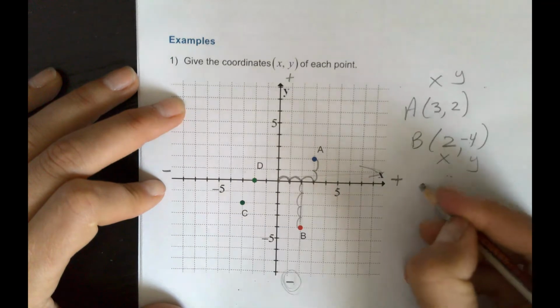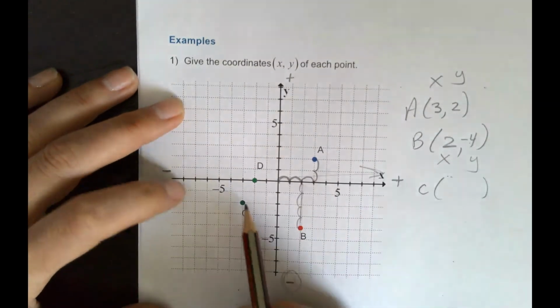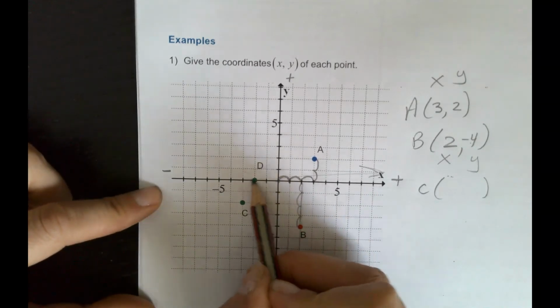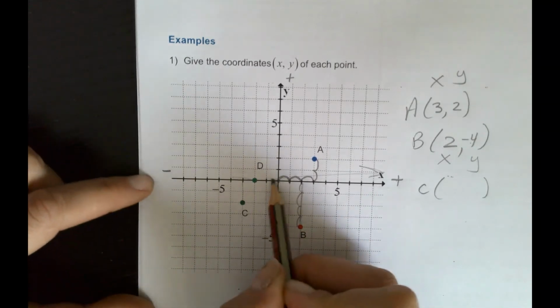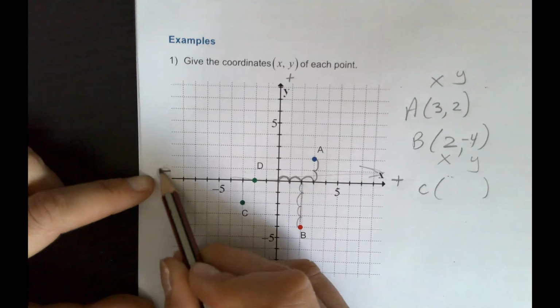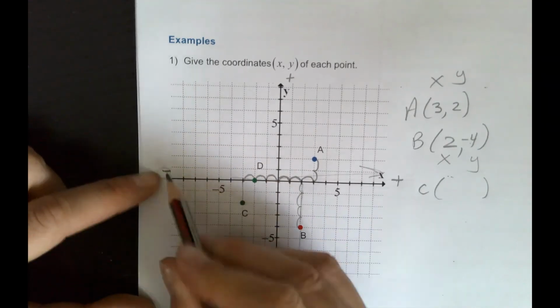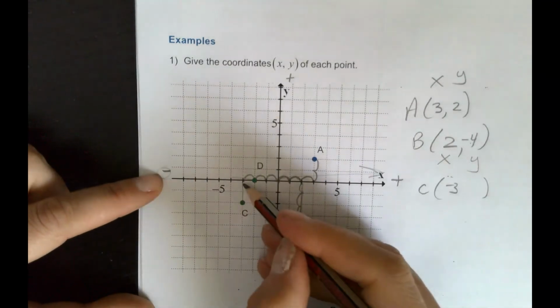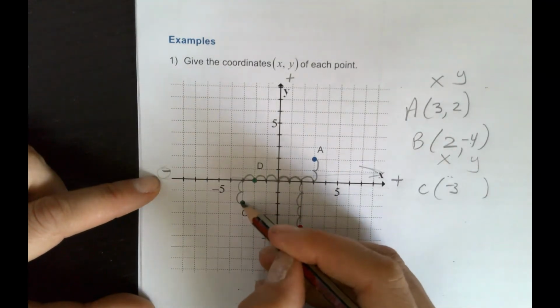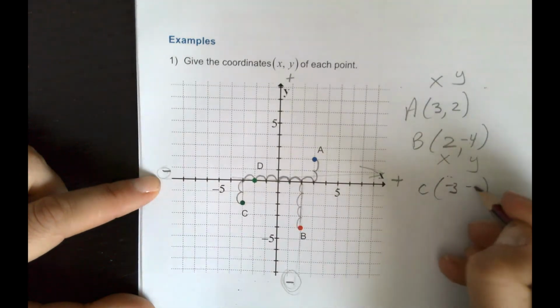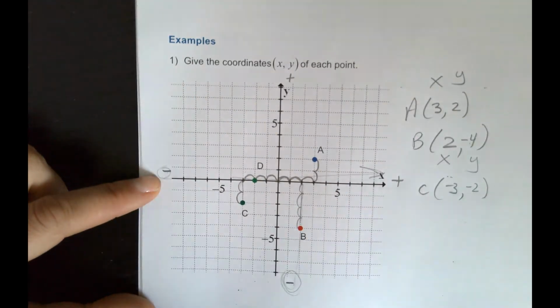Let's look at C. I start at the origin, and I'm going to have to go this way, then down. But because I'm going this way, it's going to be negative. So I have to go 1, 2, 3 jumps. So that's -3. Then I have to go down 1, 2 jumps. Because I'm going down, it's negative. So -2 jumps, down 2 jumps.